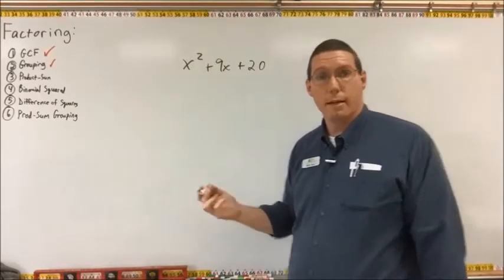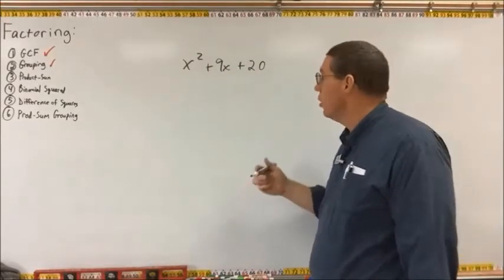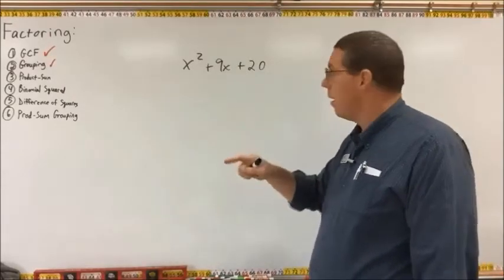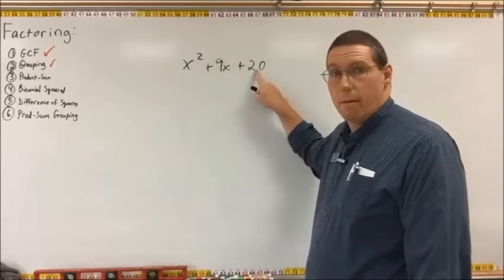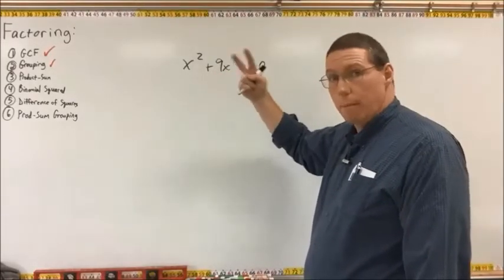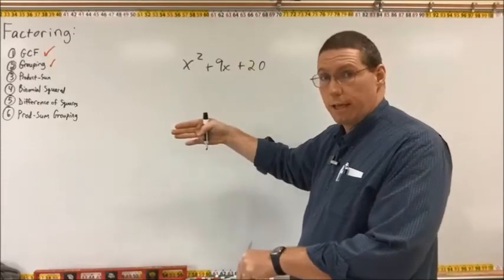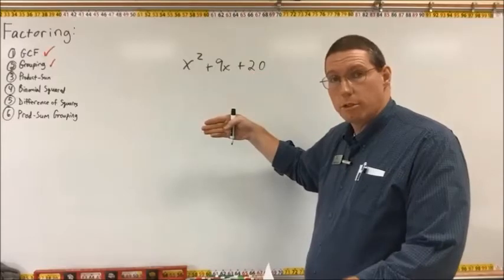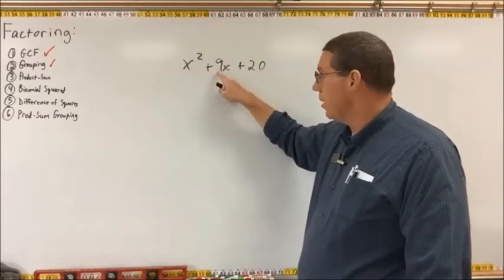Well, the basic idea here, it's a very simple process, is you just want to identify two numbers that multiply to this number but add up to this number. So two numbers that when you multiply those two numbers together, they equal the last number. But when you add those two numbers together, they equal the middle number.